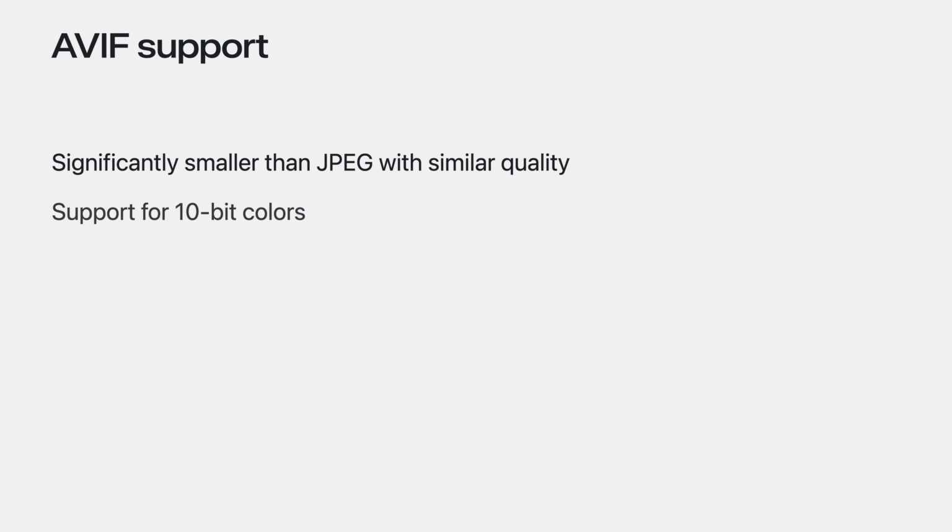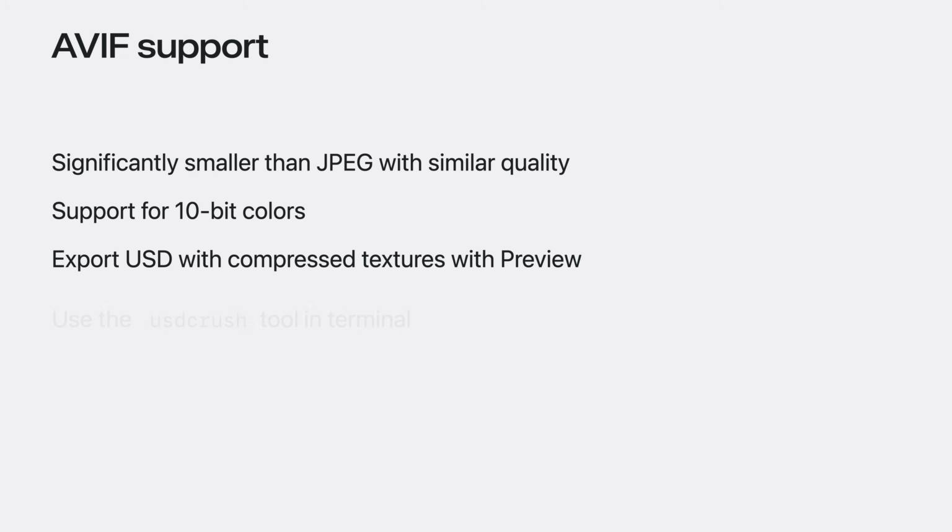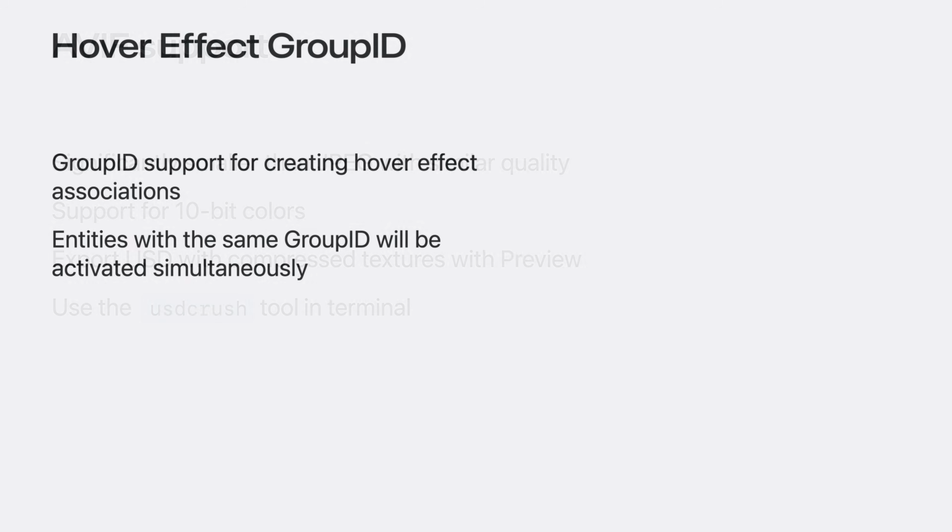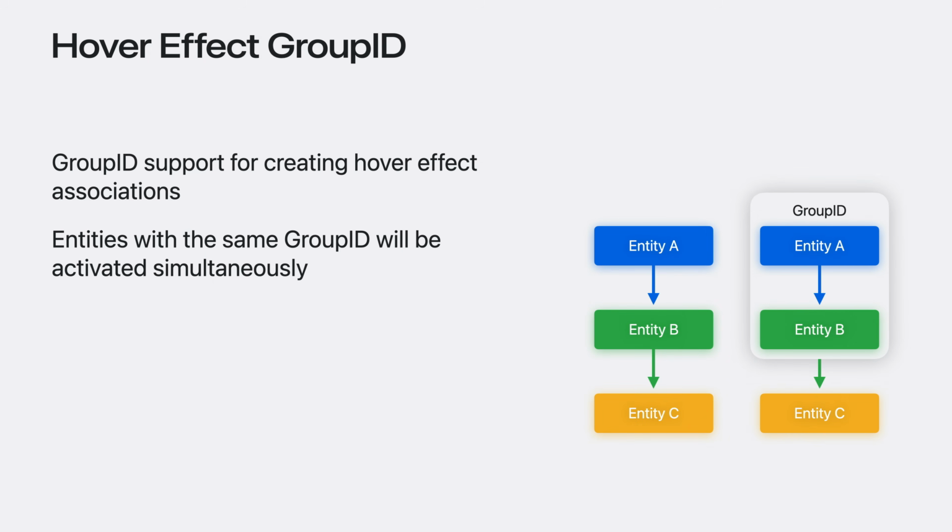Furthermore, RealityKit is adding support for AVIF encoded textures, which offer qualities similar to JPEG with support for 10-bit colors, while being significantly smaller in size. You can use the Preview app on your Mac or USD Crush in the terminal to export USDs with this compression enabled.